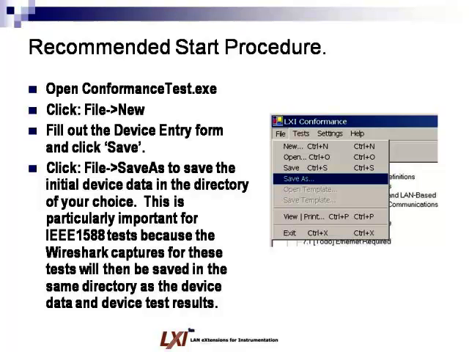Now, the recommended start procedure for how I start up tests is this way. You open the program, which we saw back here a page or two. Click on File, New, which gives you the ability to describe which version of the standard you want to use and what the device is. Click Save to save that information, which will then load the appropriate test template.